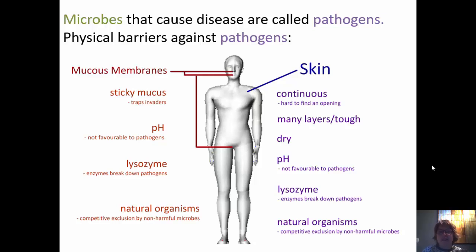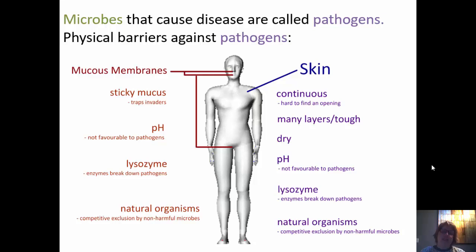The pH of that mucus is not favorable to pathogens, and you have this mucus in your nasal cavity, in your mouth, and also in your genitalia region. There are also enzymes in the mucus that help to break down pathogens, and those enzymes are called lysosomes. There are also natural organisms that live in these mucous membranes, and these work by competitive exclusion. The non-harmful microbes compete with the harmful microbes.